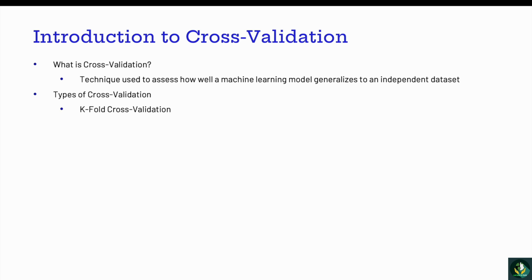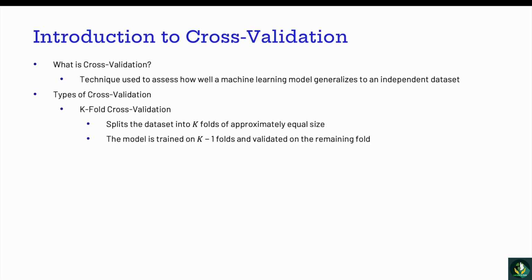Now let's talk about different types of cross validation. We have k-fold cross validation, which splits the dataset into k folds of approximately equal size. Then the model is trained on k-1 folds and validated on the remaining fold. This process is repeated k times and the average performance is computed.